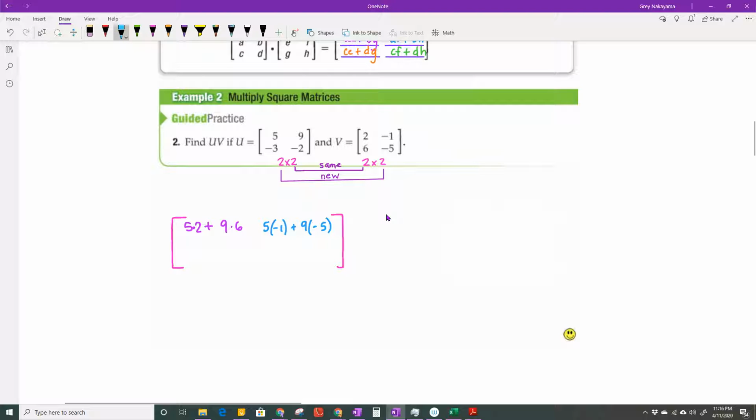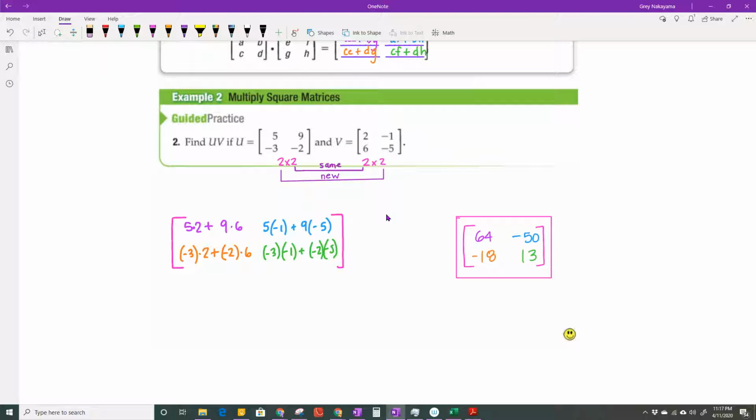Okay, so this is second row, first column, so that's -3 times 2 plus -2 times 6. And then second row, second column is -3 times -1 and -2 times -5. So when you combine each of those elements, you get an answer of 64, -50, -18, and 13. Okay, just simplifying each of those.